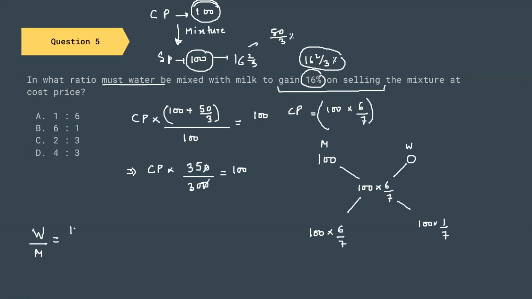So we have to find the ratio of water to milk. So water is 100 into 1/7, and milk is 100 into 6/7. So we can eliminate 6 from both of this one, and we can eliminate 100 also. So water by milk is in the ratio of 1 by 6. That means 1 part is water and 6 parts is milk. So the final answer is 1 by 6 ratio.